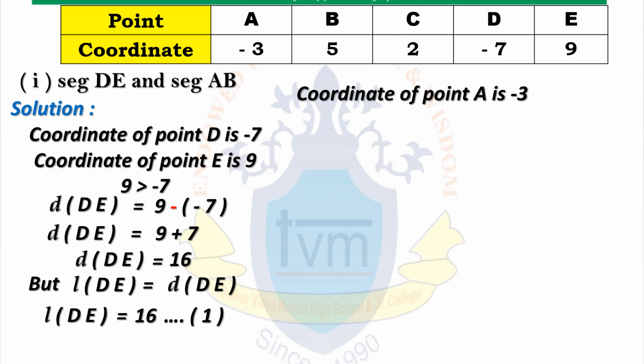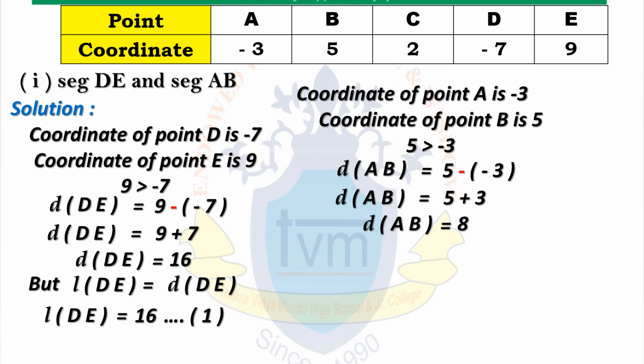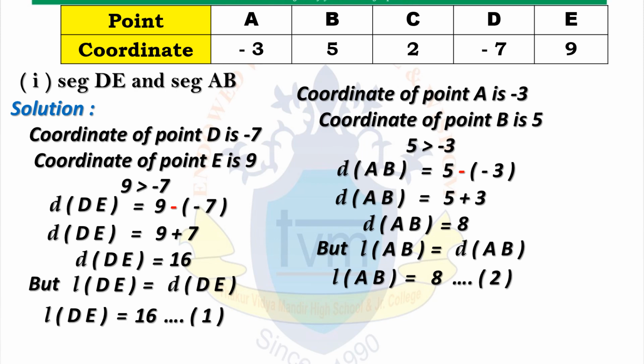Look here, the coordinate of point A is minus 3, the coordinate of B is 5. Now we will find distance AB. Which coordinate is greater among these two? 5 is greater than minus 3. So distance AB equals greater coordinate minus smaller coordinate. What is the greater coordinate over here? 5. The smaller coordinate is minus 3. So 5 minus minus 3. Minus into minus is plus, so 5 plus 3. Distance AB equals 8. But distance AB equals the length of segment AB according to the definition. Therefore length AB equals 8. Now we will take this as equation 2.